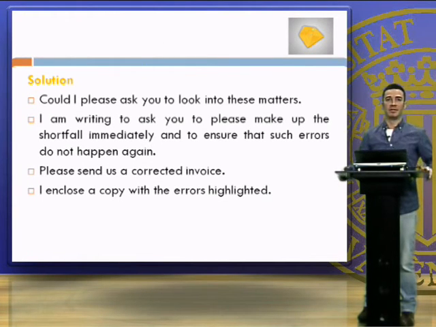One of the main purposes when we write a letter of complaint is to get a solution. And these are some expressions we can write to ask for that solution. Could I please ask you to look into these matters? I am writing to ask you to please make up the shortfall immediately and to ensure that such errors do not happen again. Please send us a corrected invoice. I enclose a copy with the errors highlighted.